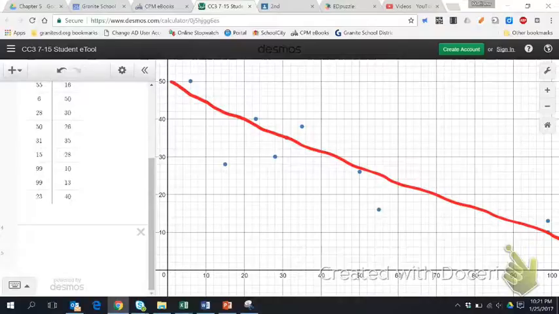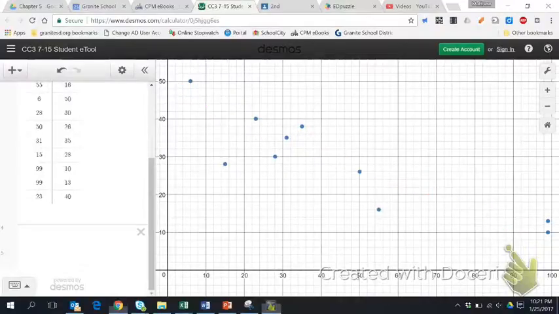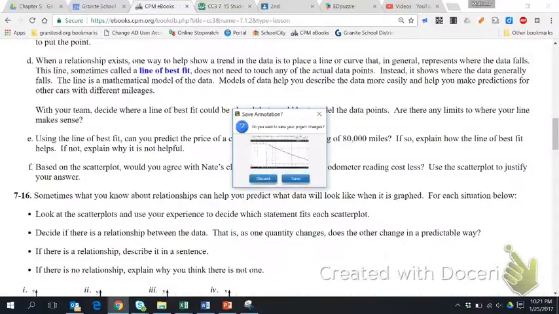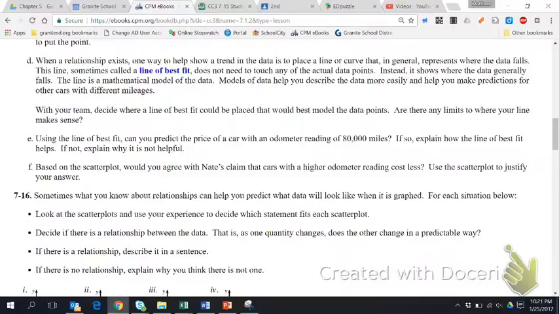Now, as you have your line of best fit on there, based on the scatter plot, would you agree with Nate's claim that cars with higher odometer readings cost less? Look at your scatter plot and, oh, sorry, we should be in E. Using the line of best fit, can you predict the price of a car with an odometer reading of 80,000 miles? If so, explain how the line of best fit helps. If not, explain why it was not helpful.